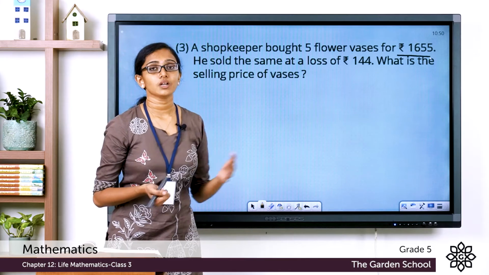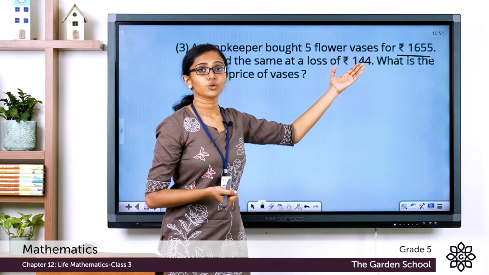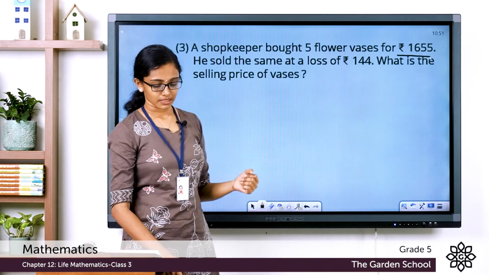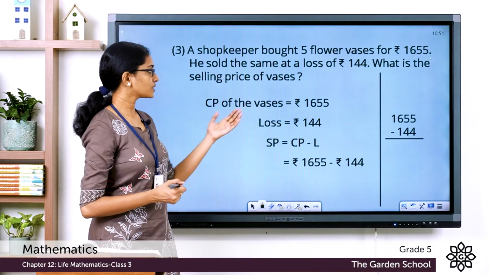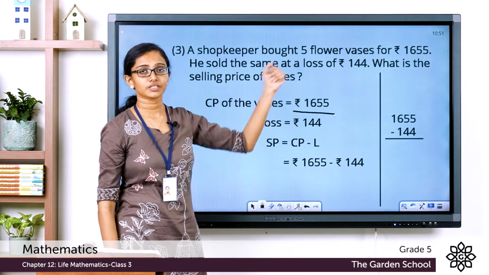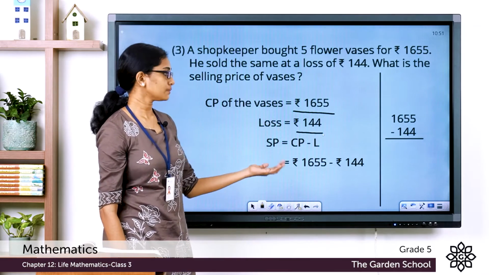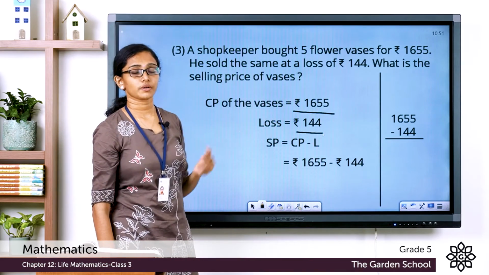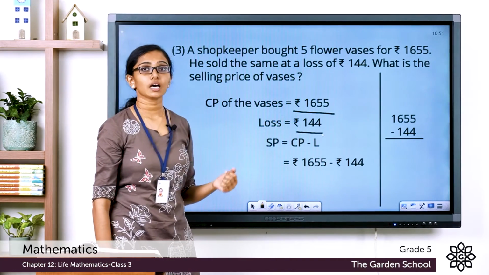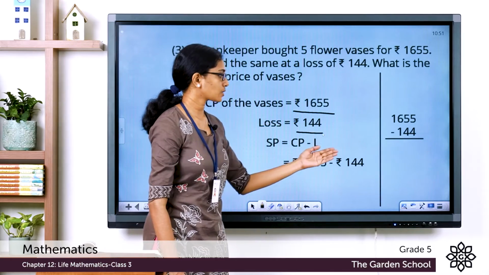So for the business to be a loss, he should have sold the flower vases at a price 144 rupees less than its cost price, right? Or the buying price. Now let's see the steps and make it more clear. Cost price of the flower vases is equal to rupees 1,655 as mentioned in the question. Now the loss is given as 144 rupees. Now the selling price will be less than the cost price because it's a loss here. So the selling price will be equal to the cost price minus the loss, and that is equal to 1,655 rupees minus 144 rupees.